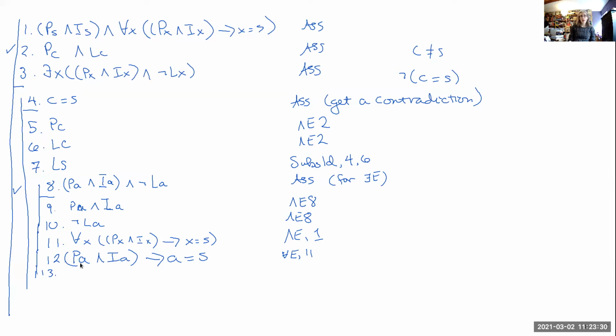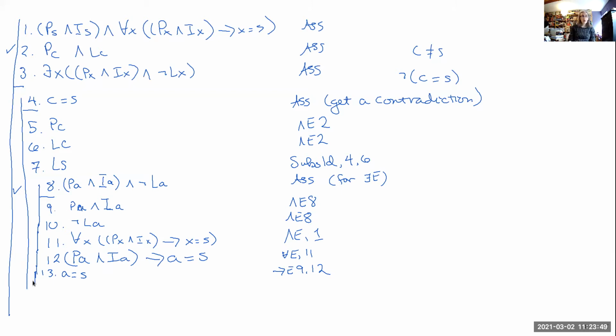What you can see here is that at line 9, I have the antecedent of line 12. So I can do conditional elimination, lines 9 and 12, to get that A equals S. This is cool. Having all of these identities means that I can do more substitution.